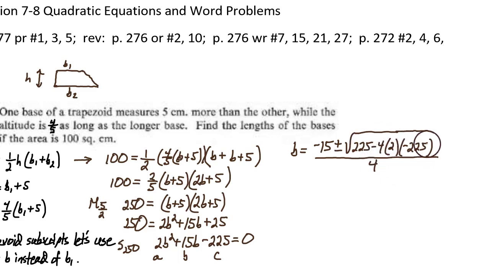Now let's do work inside the radical symbol. I'm going to take a calculator and type in everything that's inside of that square root. That makes 2,025. And that's still all divided by 4. Now let's figure out what the square root of 2,025 is. That's 45.